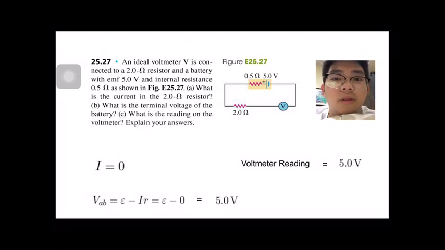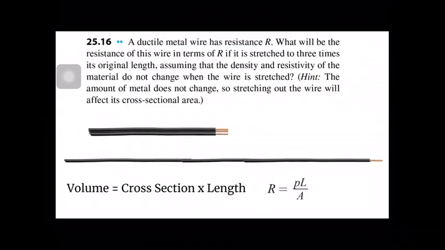Finally, to explain the reading on our voltmeter, based on our previous answers in A and B, we know that there is no potential drop across this circuit and that the voltage in the battery is the same as in all parts of the circuit. So that means that the voltmeter will be constantly reading 5 volts.